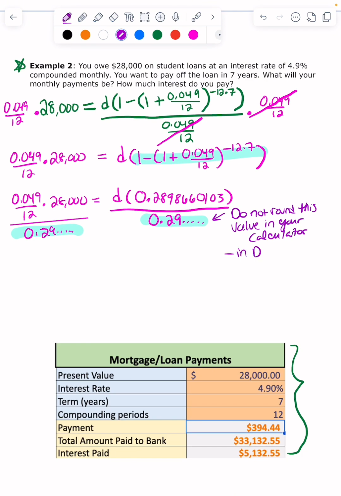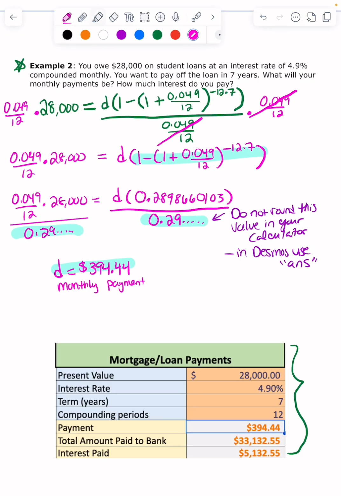In Desmos, use ANS to carry it down. When you use ANS, it takes all of the digits, it doesn't round it. And finally, with that computation, I got D is $394.44. So that is the monthly payment. So maybe we put a note, this is the monthly payment on this loan.